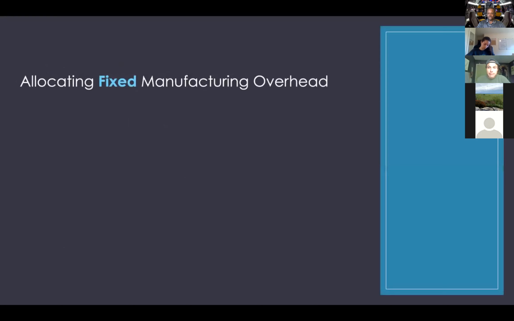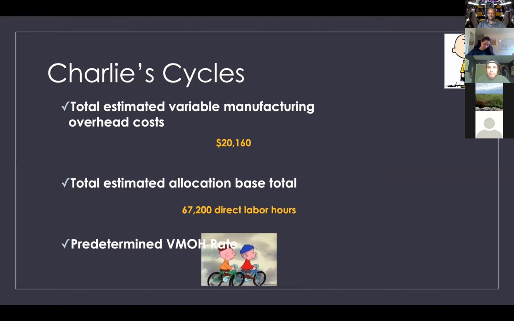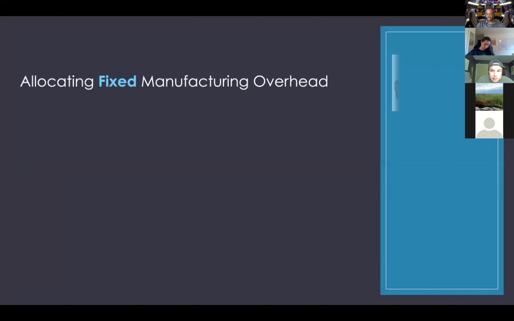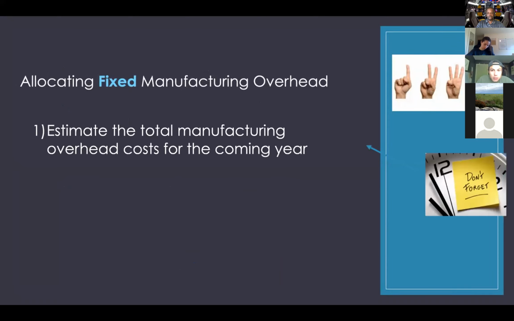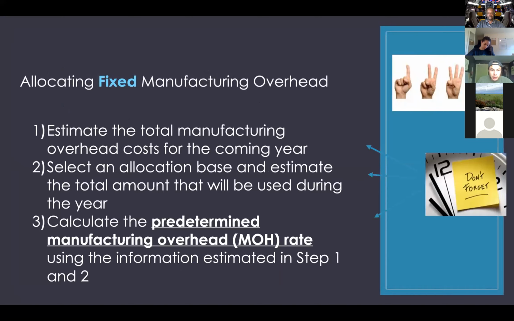So here we're using our allocation base, direct labor hours. But you don't have to use the same. Okay. I just didn't know if there was like a dramatic difference between the two.